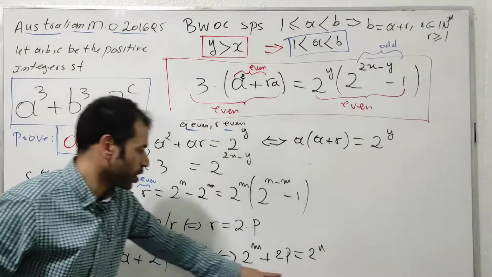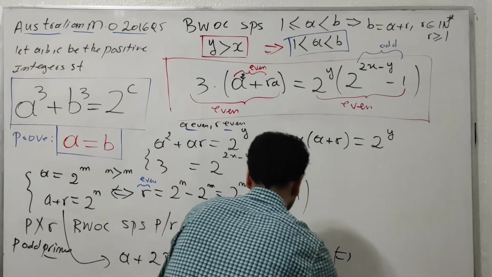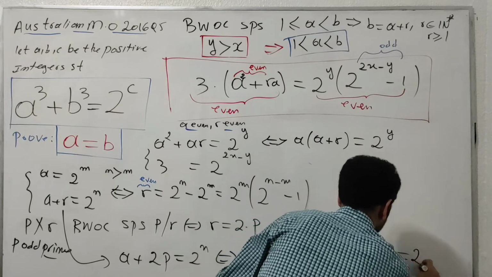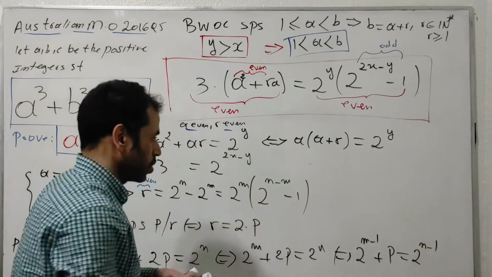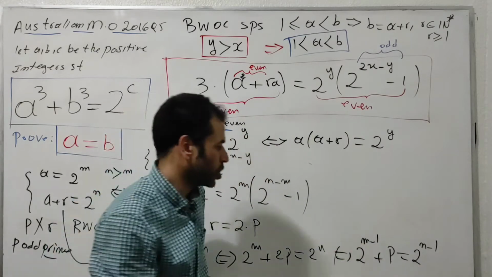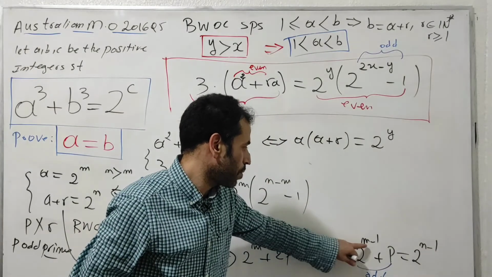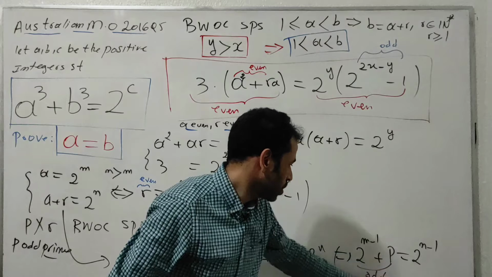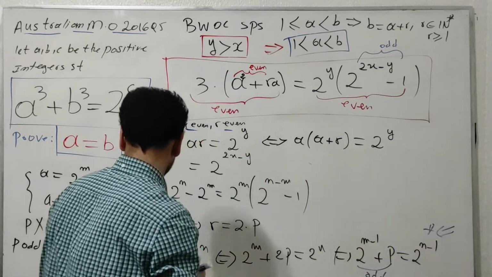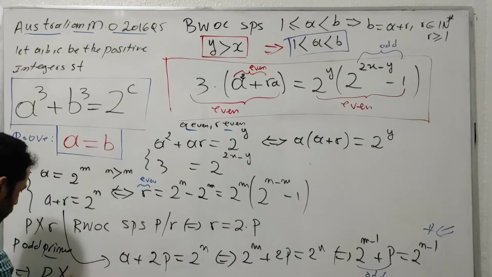I'm going to divide both sides by 2. Equivalently, I will have 2 to the m minus 1 plus p equals 2 to the n minus 1. So the right hand side of this equation is even, but the left hand side is odd, because 2 to the m minus 1 is even, plus an odd, so the whole thing is odd, which is a contradiction. What does contradiction mean? That means p does not divide r.